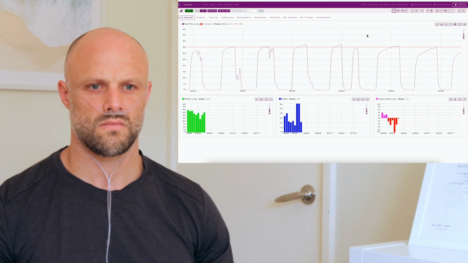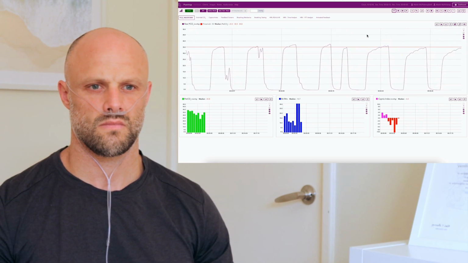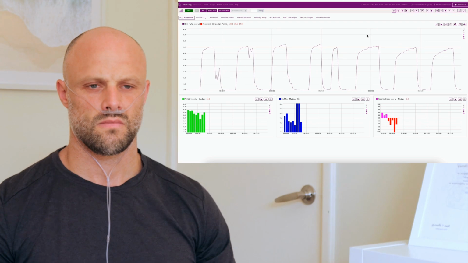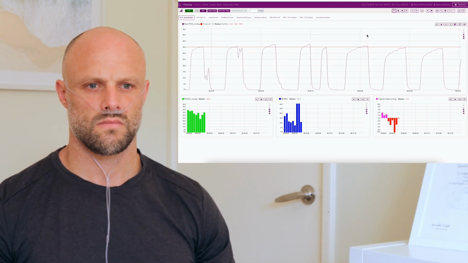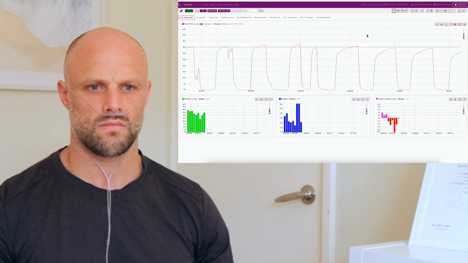Now we're into our 3rd breath. It's getting a little bit lower. So we're not even a minute in here, 30 seconds in. We're coming up to about 36 seconds in, and we're starting to drop down below that line.